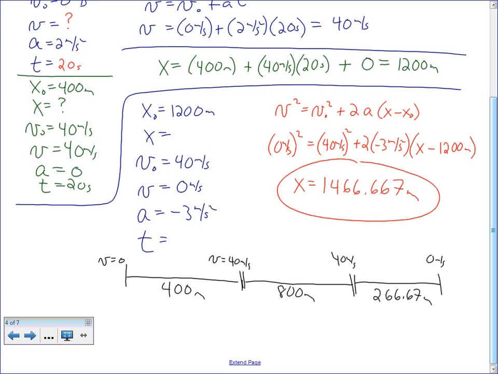So some people may have found it easier just to look at each piece separately. Kind of start the position at 0 for each piece, find how far it travels during each piece, and then go through and figure out what the total distance traveled is. Again, either method would be okay. This method is just a little bit more complete and it includes all the positions. It's a little bit more formal method.